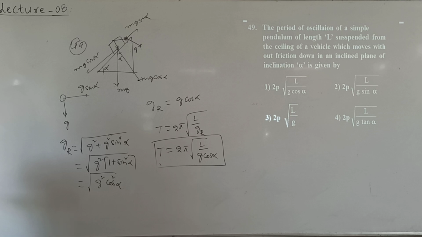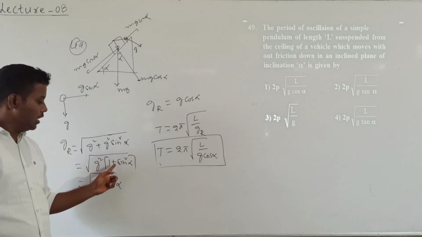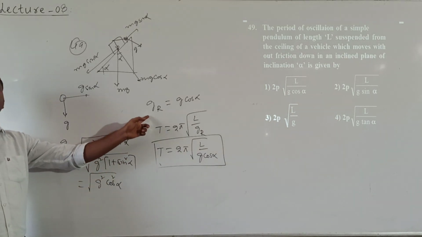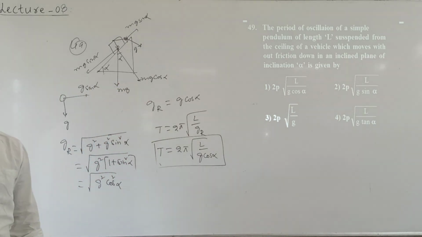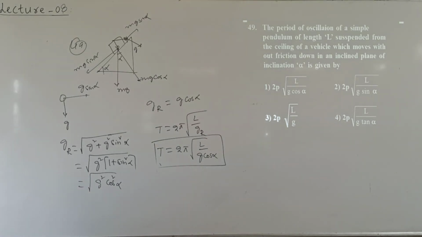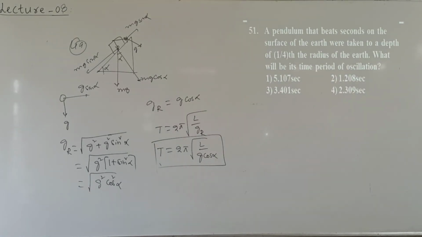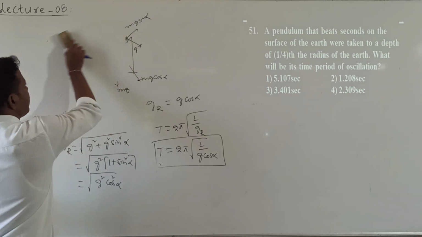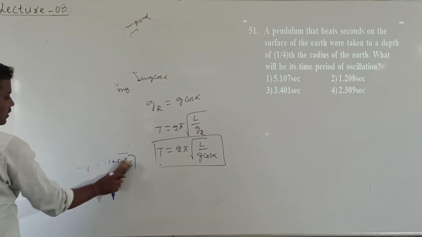So the resultant value is equal to g only. You simplify this, and after simplification you will get g_r value is equal to g cos alpha. This is question number 14. Next, question number 15. So what is this question?